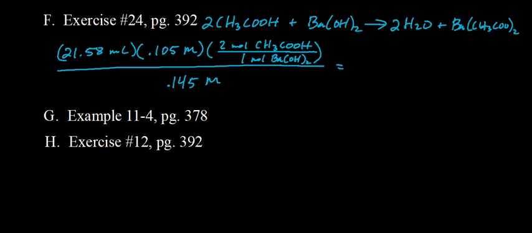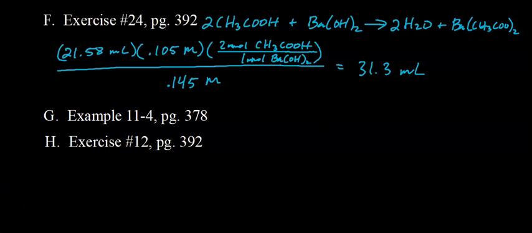So here's our setup. We take the volume of the barium hydroxide solution, multiply by its concentration. That'll give us millimoles, right? I'm using milliliters, millimoles. Barium hydroxide, I mislabeled in the conversion factor there. That should be millimoles. Two millimoles of acetic acid for every 1 millimole of barium hydroxide. That'll give us millimoles of acetic acid. Take that divided by its concentration, and that'll give us the volume. You'll need 31.3 milliliters of that solution.